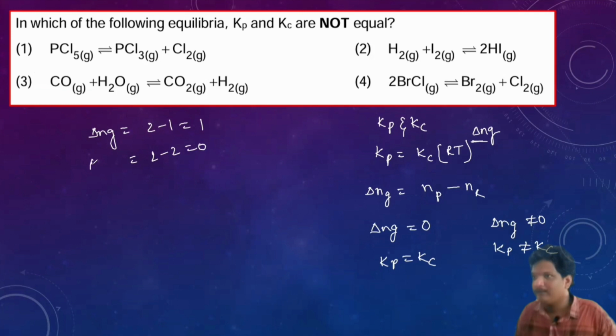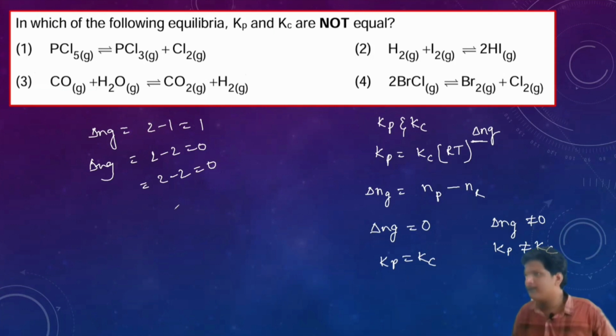For this one, CO plus H2O gives rise to CO2 plus H2. So 2 moles of reactants, 2 moles of products. So again 2 minus 2 is equal to 0. Here also 2 moles of reactants, 2 moles of products. So again 2 minus 2 is equal to 0.